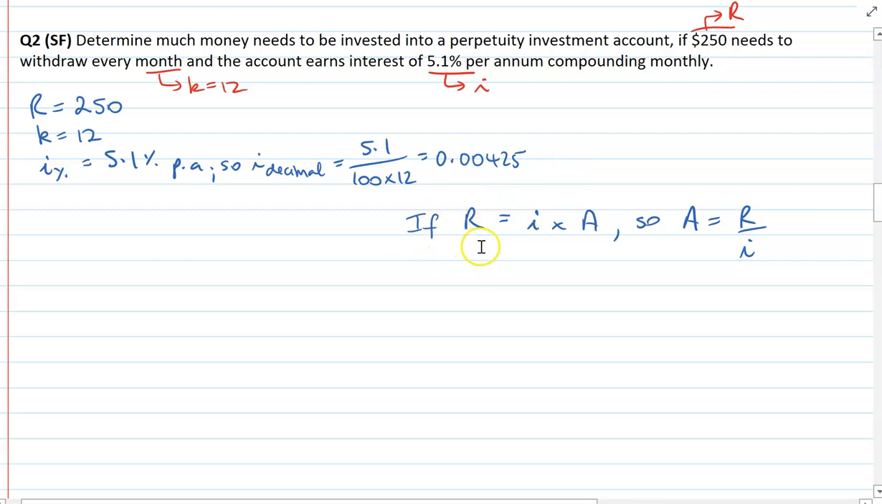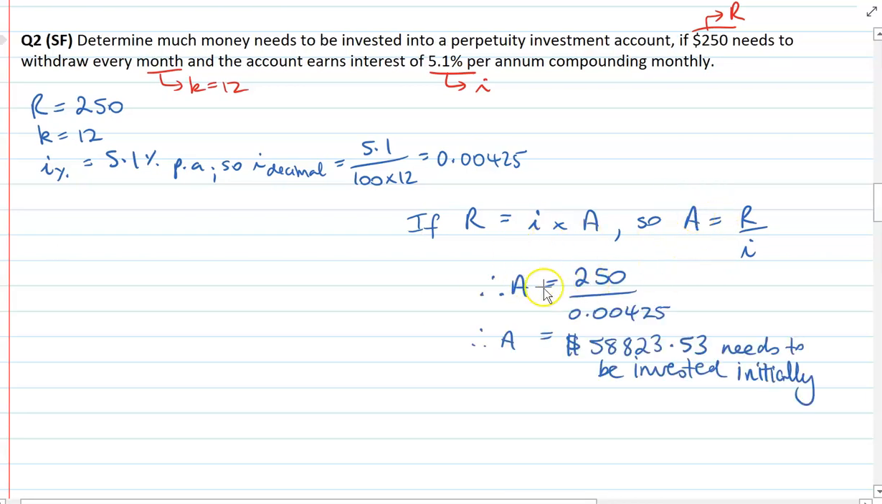And then we know our perpetuity is the interest by the investment amount. Because we're finding the investment amount, we can rearrange that formula to find the investment amount and then substitute in what we know about our perpetuity repayment divided by our monthly interest. And that gives us a balance in the account of $58,823.53 that needs to be invested if we're going to remove that payment of $250 as a perpetuity.